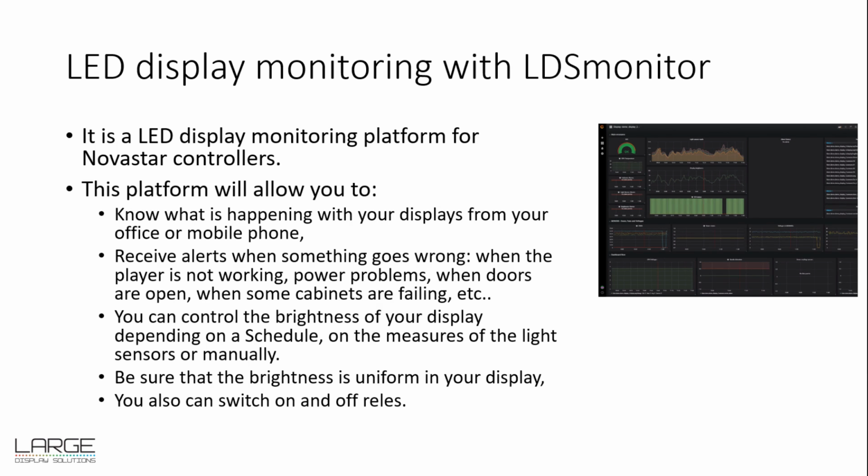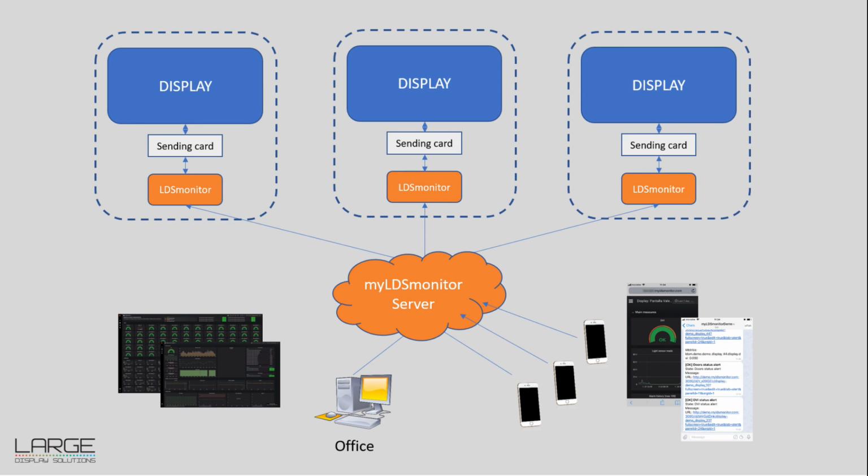That is to say, if you have a set of displays, how would be the setup you have to do with our help for monitoring all your infrastructure? So the architecture is more or less like this. You will have a set of displays. These displays will have a sending card, and in each display and sending card, you have to install an LDSmonitor unit. The LDSmonitor unit will be connected to the sending card with a USB connection, and the monitor will also be connected to the internet.